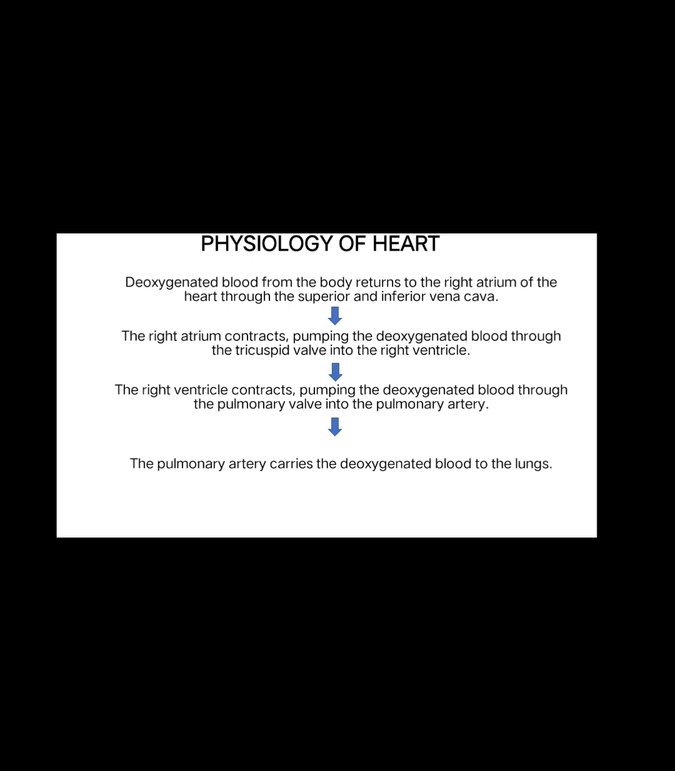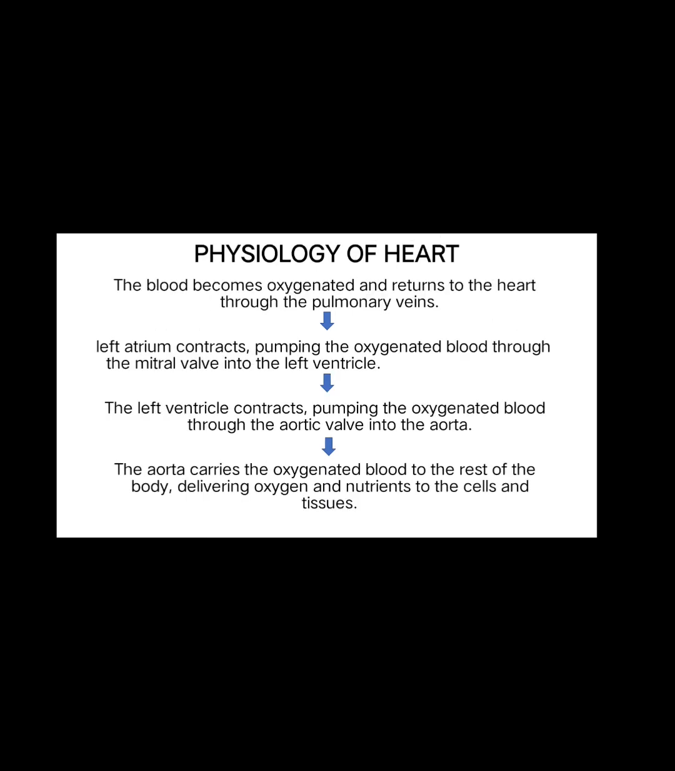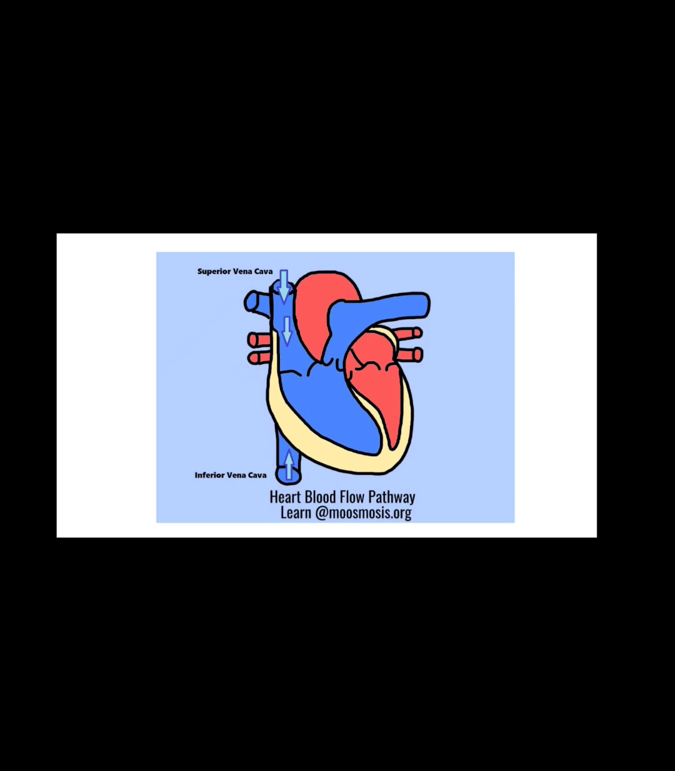The right atrium contracts, pumping the deoxygenated blood through the tricuspid valve into the right ventricle. The right ventricle contracts, pumping the deoxygenated blood through the pulmonary valve into the pulmonary artery. The pulmonary artery carries the deoxygenated blood to the lungs. The blood becomes oxygenated and returns to the heart through the pulmonary vein. The left atrium contracts, pumping the oxygenated blood through the mitral valve into the left ventricle. The left ventricle contracts, pumping the oxygenated blood through the aortic valve into the aorta. The aorta carries the oxygenated blood to all the rest of the parts of the body.